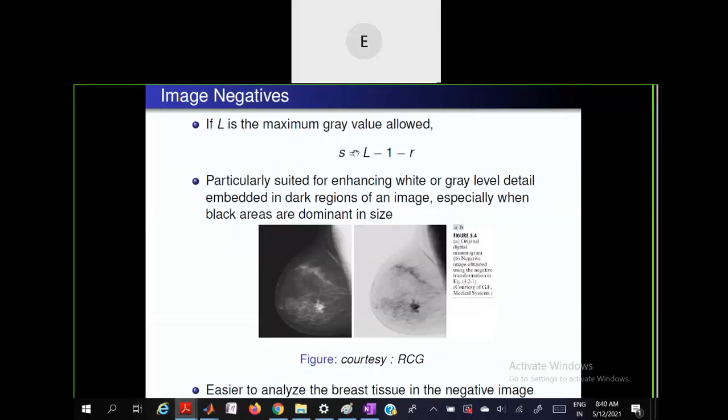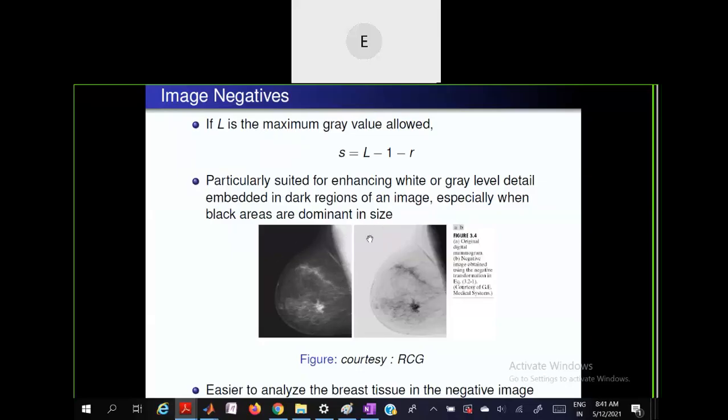and here L, in fact L is the maximum gray level value allowed. That means L minus 1 is the maximum. You subtract every input pixel value from the maximum. Okay, so what you saw is it is actually going to generate the negative of the image. For example, there is an example here. This is actually a mammogram image. So this image is now negated.